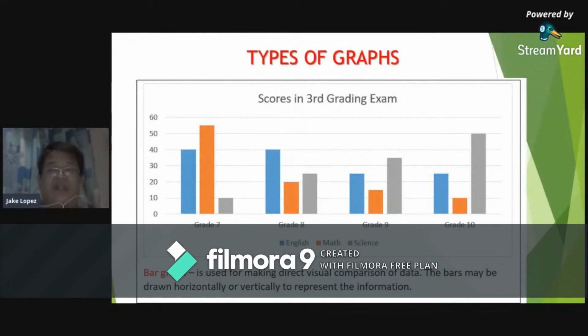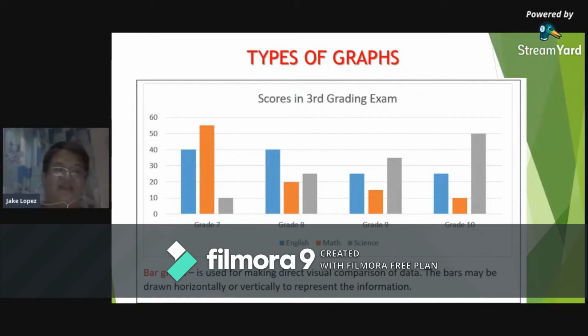So the bar is like yung parang bar ng chocolate, di ba? Bar. So you can see here, this is a bar. So it is used for making direct visual comparison of data. So the bars may be drawn horizontally or vertically to represent the information. So pwedeng pa ganyan, pahiga, or pataas, like this one. Okay, so you can see here there are three subjects: English, math, and science. So what can you see here? What can you interpret in this graph? So you can see that in the grade 7 level, they're high in math, right?